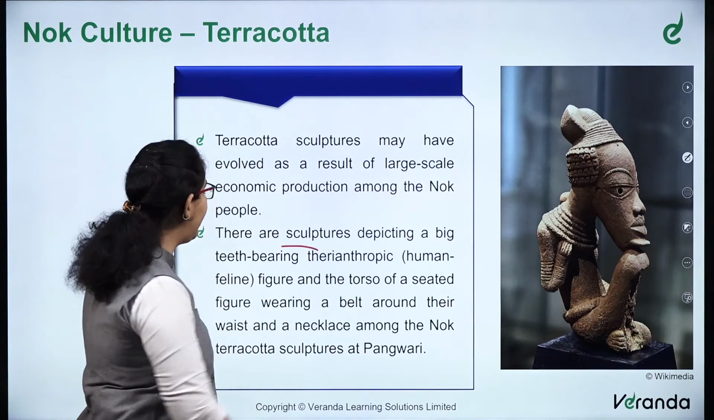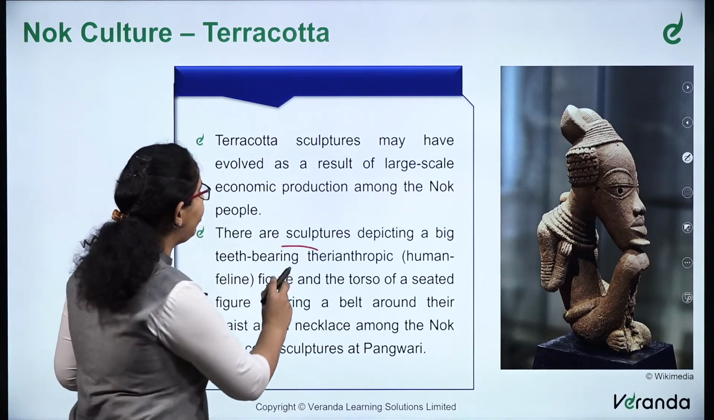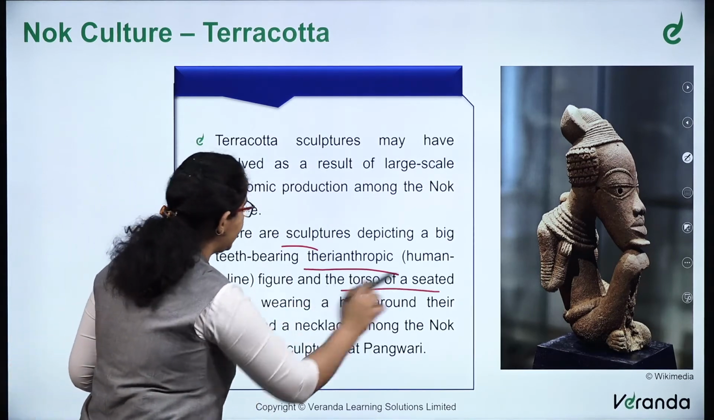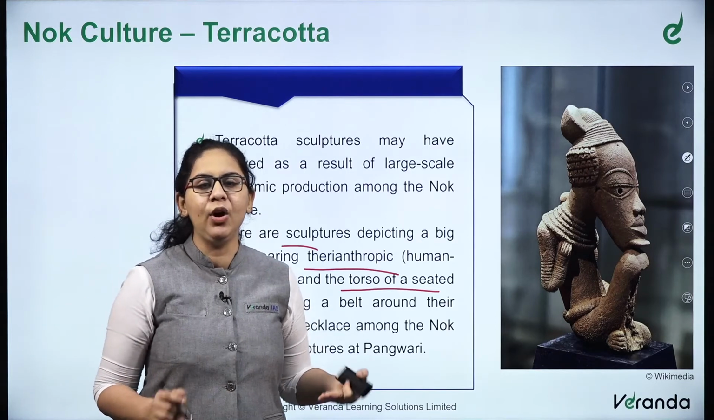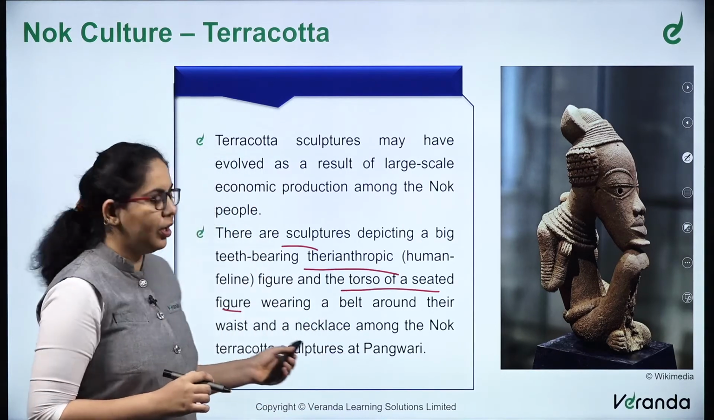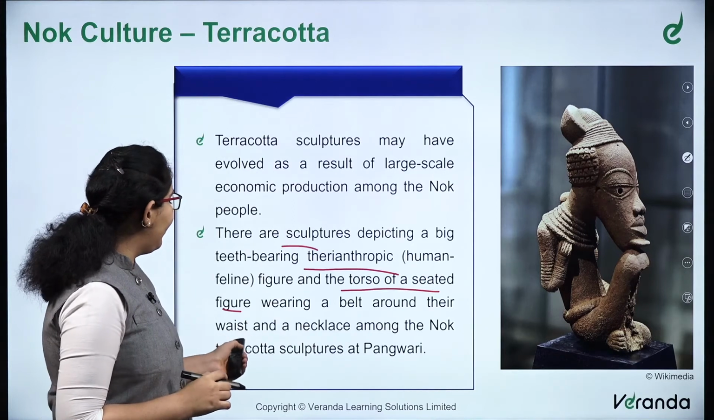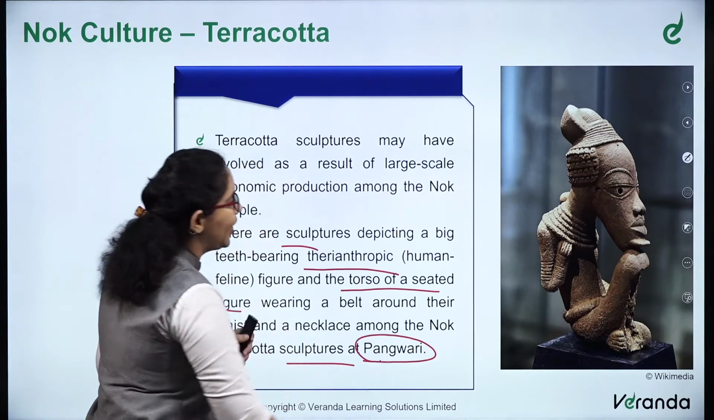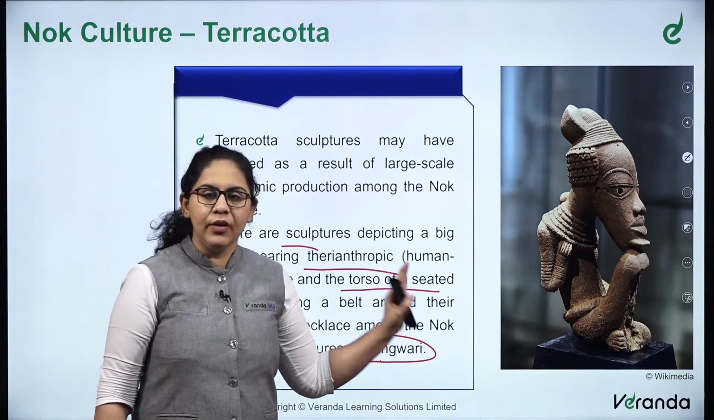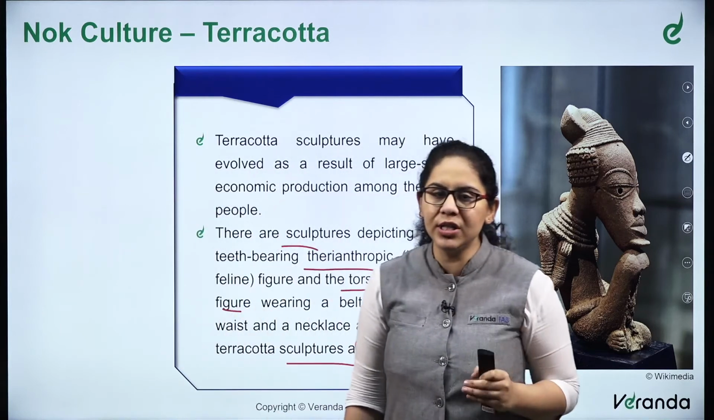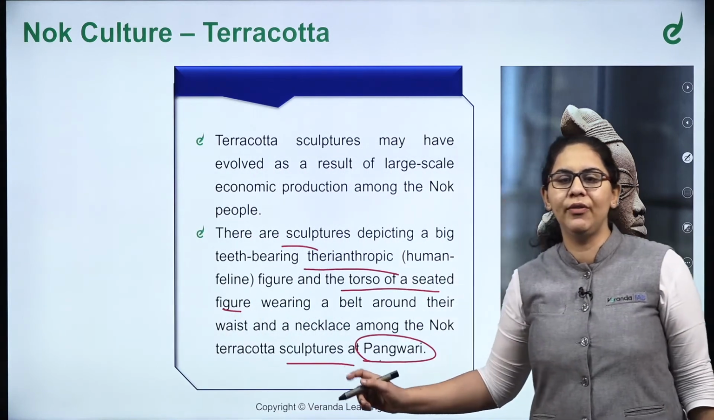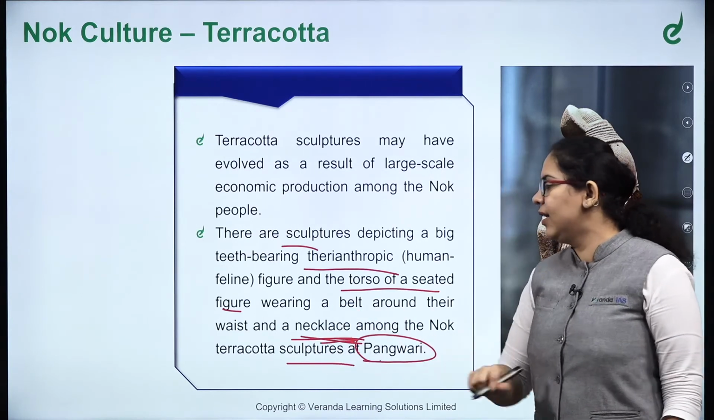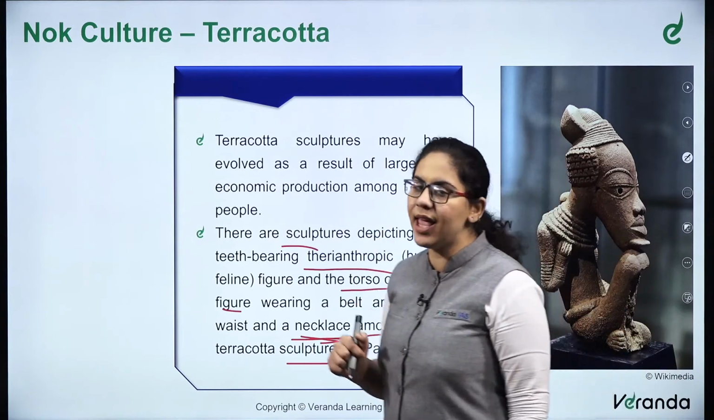There are sculptures depicting a big teeth bearing therianthropic human feline figure and the torso of a seated figure. What is torso? The upper body. Upper body of any person is known as torso. Wearing a belt around their waist and a necklace, among the NOK terracotta sculptures at Pangwari. So what all this tells us is, first and foremost, they were aware of pottery, of terracotta art, and also they were fond of jewelry, we can say. Necklaces, belt, all these things are found.